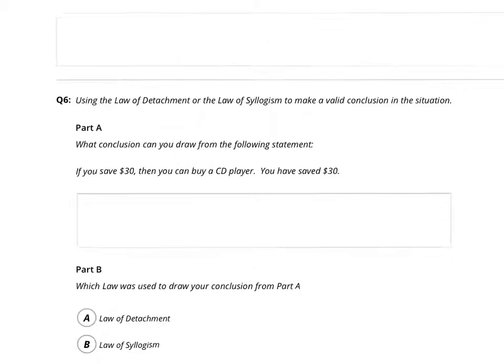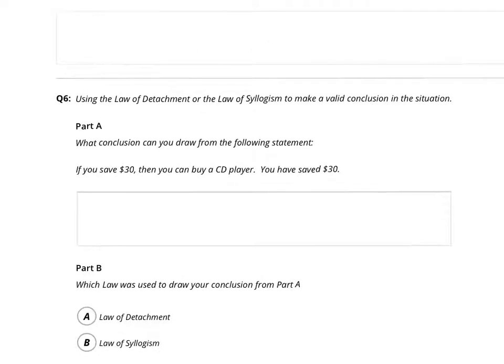Number 6, we're going to use law of detachment or syllogism to retype the sentence. So what conclusion can you draw from this statement? If you save $30, then you buy a CD player. You have saved $30. Now this would be detachment. So what conclusion do we come to now? The fact is, if you save $30, you can buy a CD player. Well, Bill here has saved $30. So we can conclude that he can do what? Type that in right there.